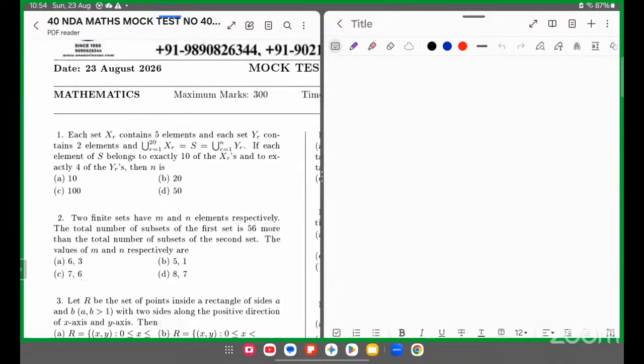Question number 1. Each set XR contains 5 elements and each set YR contains 2 elements, and the union of R equal to 1 to 20 of XR equal to S, and that is the same as the union of R equal to 1 to N of YR. Then if each element of S belongs to exactly 10 of the XRs, and exactly 4 of the YRs, then N equal to?